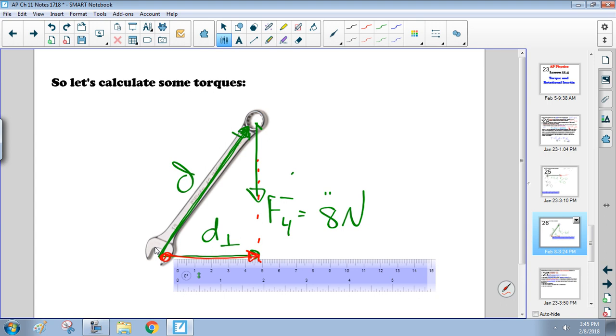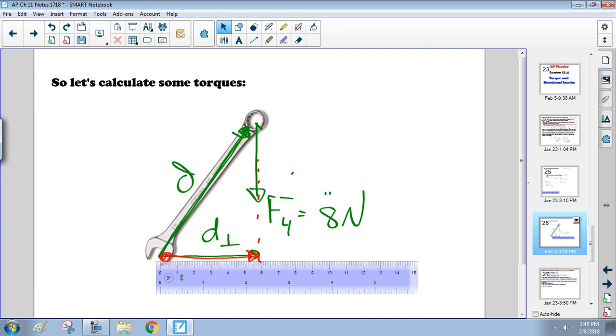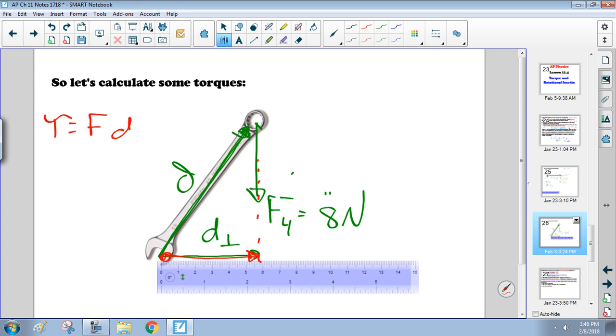Okay, so let's actually measure this. So we'll use my little ruler here, and it looks like it's about 6 centimeters. So here I can say, oh, well, torque is force times D perpendicular. So that's 8 newtons times 0.06 meters, which gives you, what, 0.48 newton meters, right? And again, negative, because that's going to make it spin clockwise. Okay? All right, so that's that.